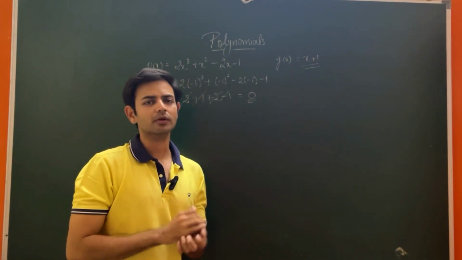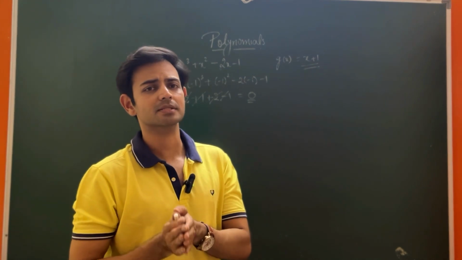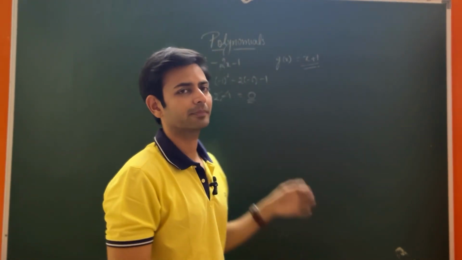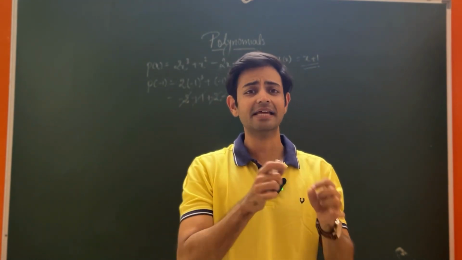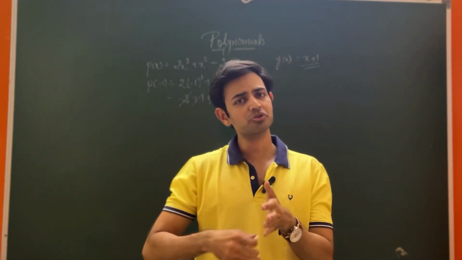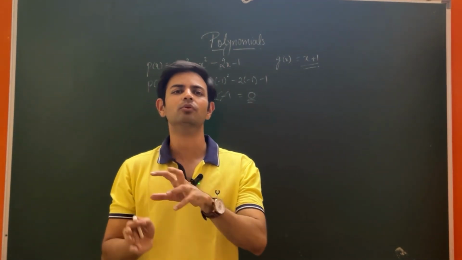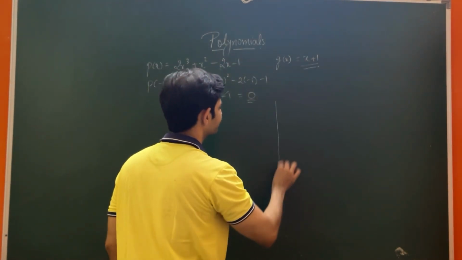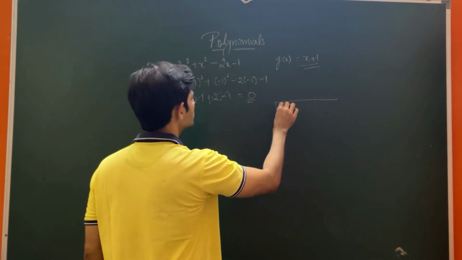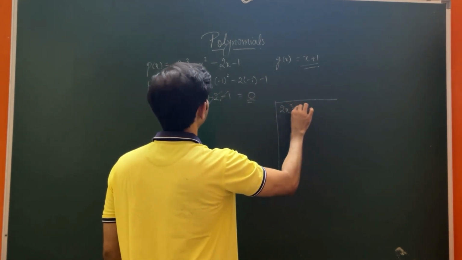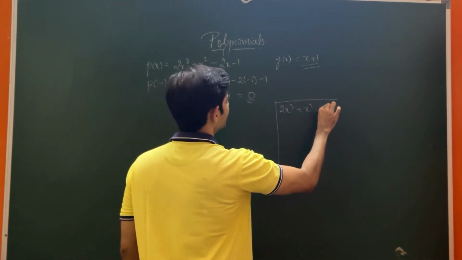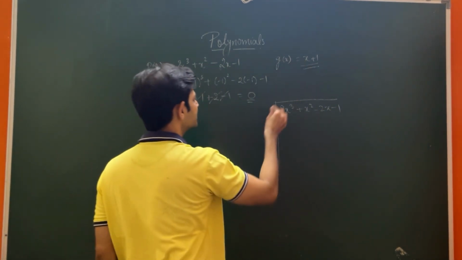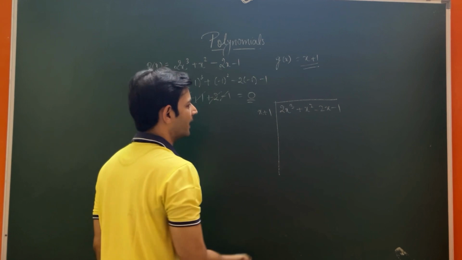Now usually the question that comes in the exam is: identify if this is the factor of the given polynomial. If yes, factorize completely. When you're supposed to factorize it completely, then we have to go for the long division method. So let us do it again. So here it is 2x cubed plus x squared minus 2x minus 1. We divide it with x plus 1.